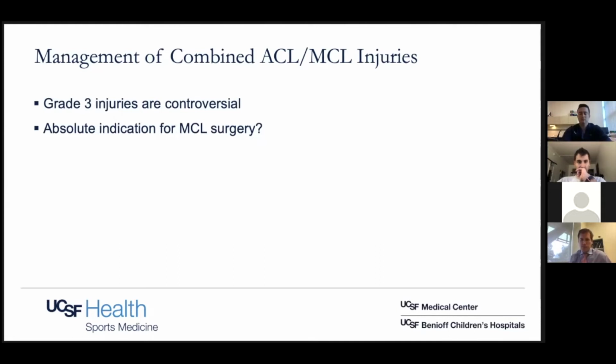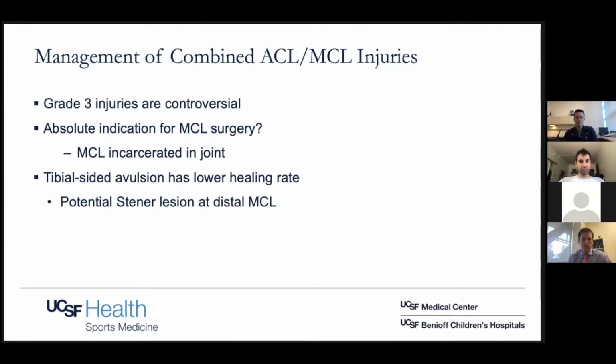Got it. So when you have a grade 3 injury, it's a bit more controversial. Does anyone know an absolute indication for MCL surgery? Like a Stener lesion of the distal MCL. So I agree with that, but that's probably more in our relative category. The best absolute indication is if the MCL is incarcerated in the joint. Sometimes it can avulse and then flip up into the joint. And that absolutely, 100% has to be addressed. Otherwise it's in the joint.